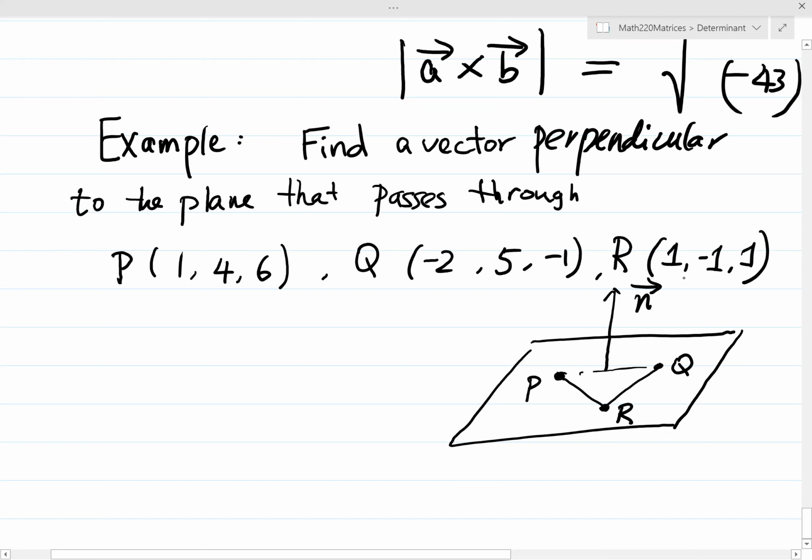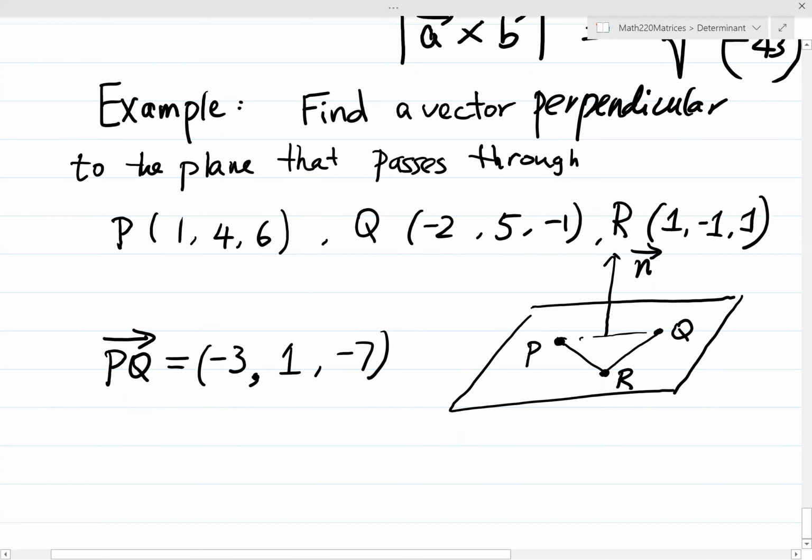Well, we can do the following. We can find PQ and we can find PR. PQ is a vector, head minus tail, so we use the coordinates of Q minus the coordinates of P. The x component is -2 minus 1, so we get -3. The y component is 5 minus 4, so we get 1. The z component is -1 minus 6, so we get -7.